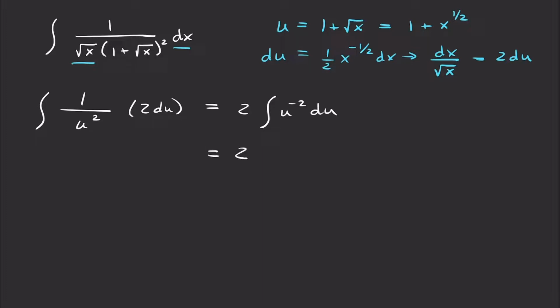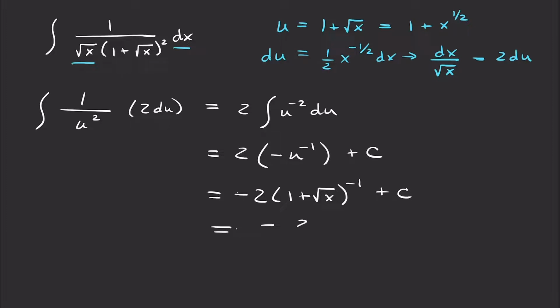And we can use our rules. So 2 times, we're going to increase this. So it's going to go to the minus first power. And then we'll bring down a minus 1. So that'll just be a minus 1 out front. So we're going to write this as minus u to the minus 1 plus c. And then we'll plug in our u again. So this is minus 2 times 1 plus square root of x, all raised to the minus first power. And so that's just going to come down to the bottom. So minus 2 over 1 plus square root of x plus c.